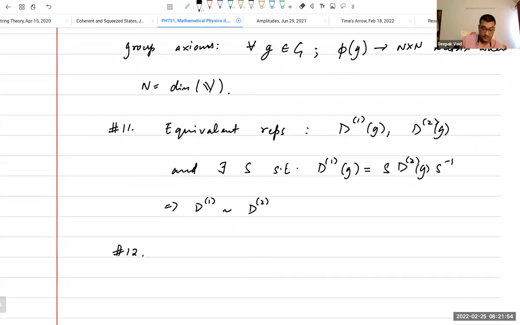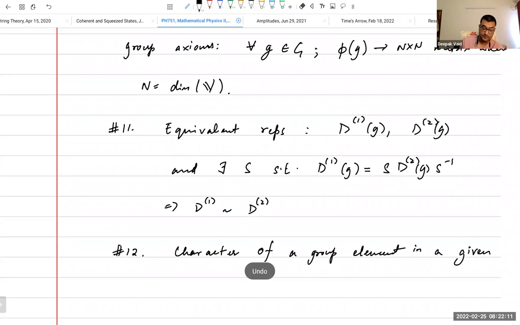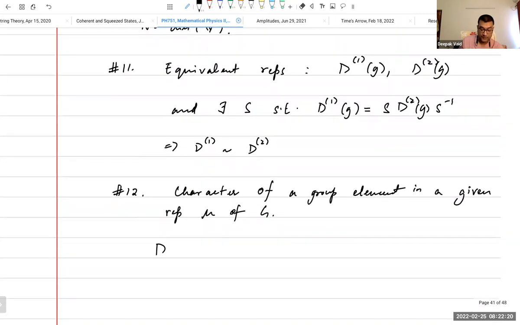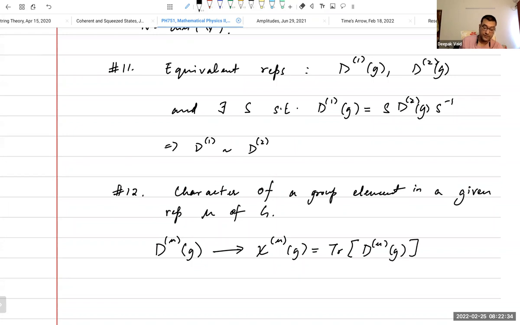And this brings us to the concept of a character of a group, or the character of a group element in a given representation mu of G. So if you have some representation mu and you have the representation matrix, then the character of the group element is simply the trace of this matrix.